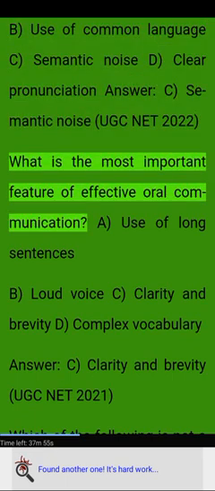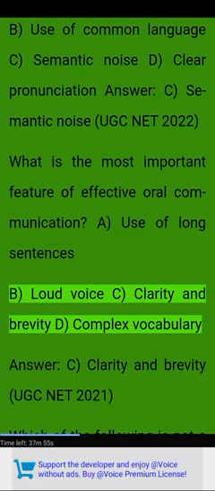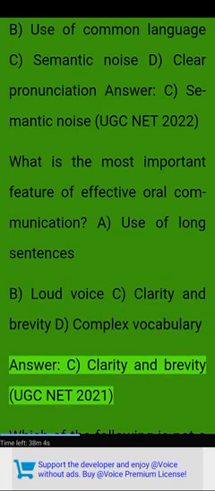What is the most important feature of effective oral communication? A. Use of long sentences. B. Loud voice. C. Clarity and brevity. D. Complex vocabulary. Answer: C. Clarity and brevity. UGC-NET 2021.